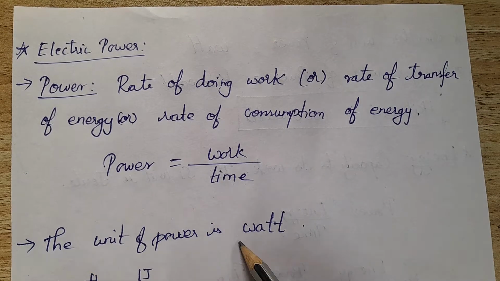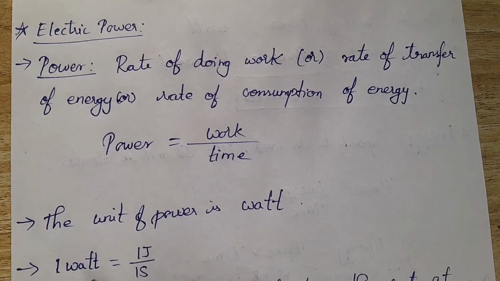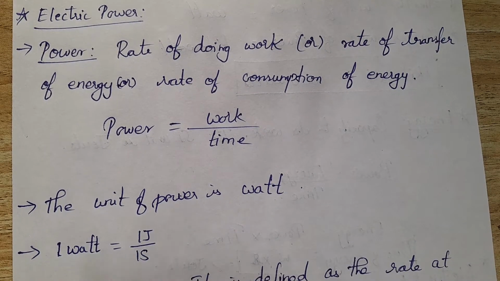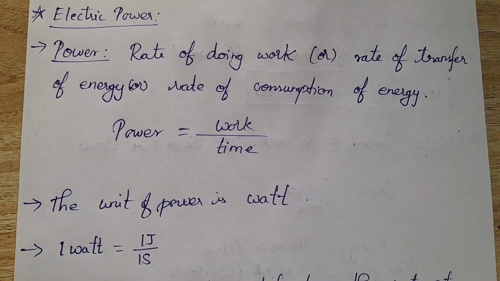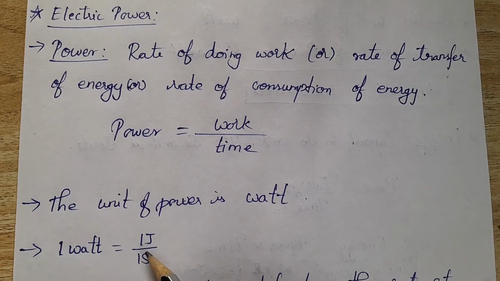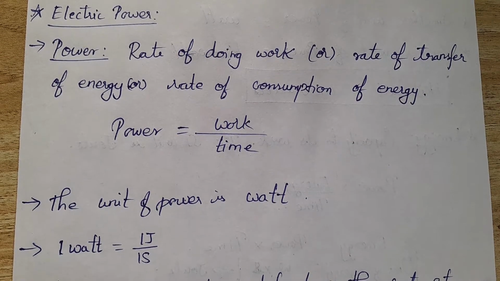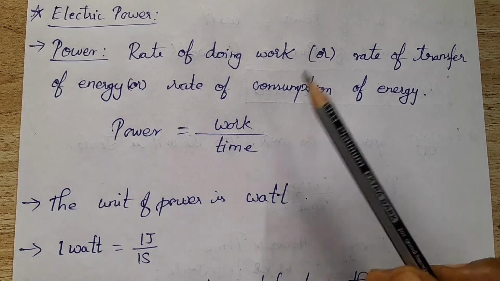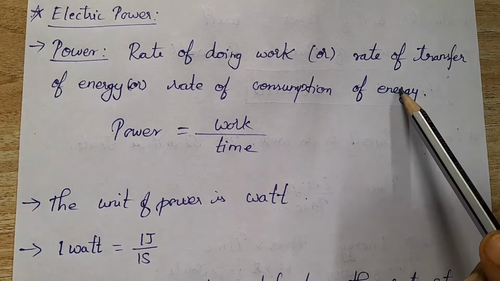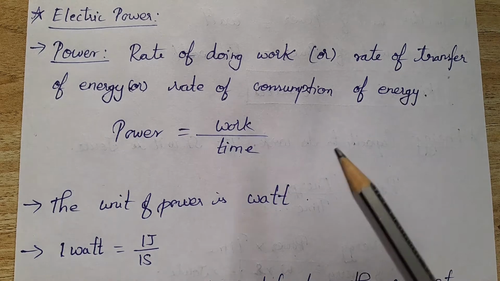So the unit of power is the watt: 1 watt is equal to 1 joule per 1 second. That is, 1 joule of work done, sorry, 1 joule of energy consumed in 1 second. This we have studied in 9th standard. So here it is the same thing. Power means the rate of doing work, that is, consumption of energy or transfer of energy, same thing.